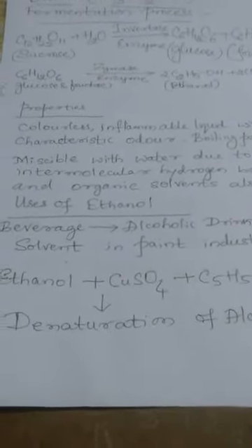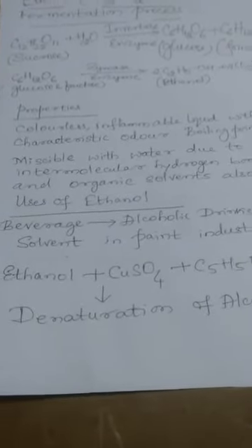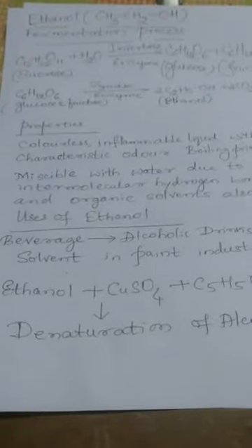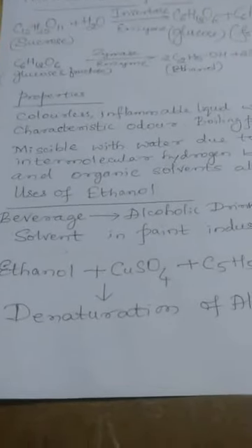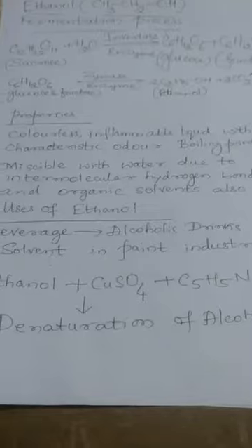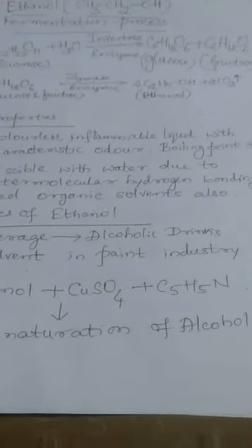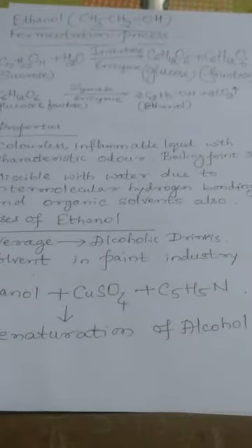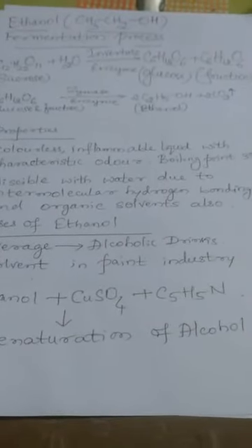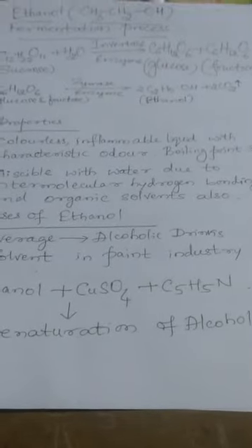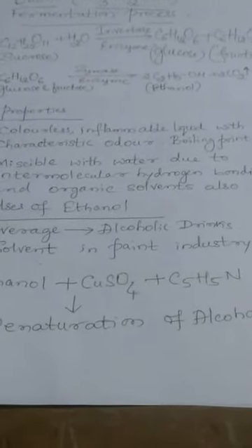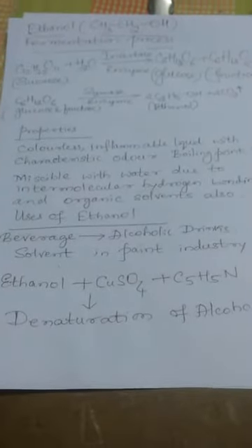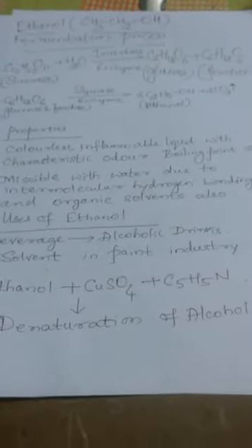Another property you should know is denaturation of alcohol. Denature means loss in the properties of alcohol. Now ethanol, the commercial alcohol, is made unfit for drinking by mixing copper sulfate, CuSO4, and pyridine, C5H5N, which is a heterocyclic compound, a foul smelling liquid. So the characteristic properties of alcohol are lost. This is known as denaturation of alcohol. If you know these uses, it is more than sufficient.